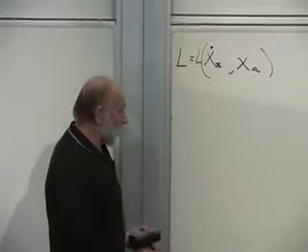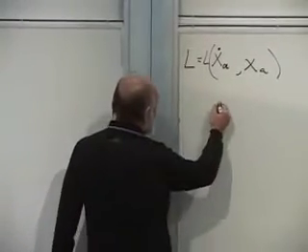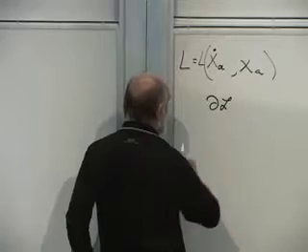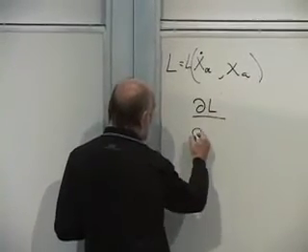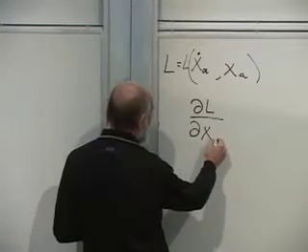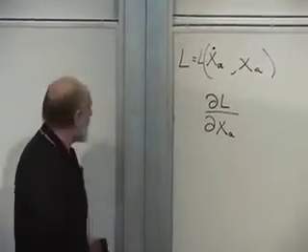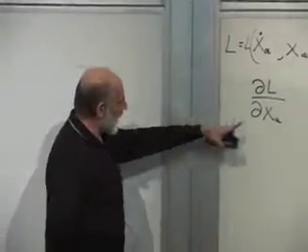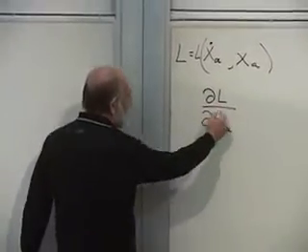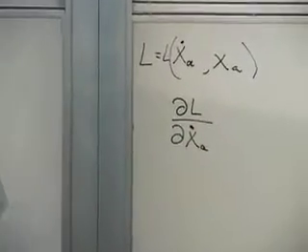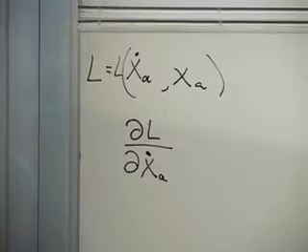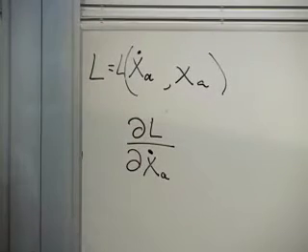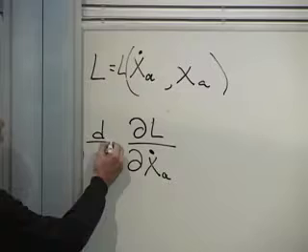Let me just remind you what the Euler-Lagrange equations are. First, differentiate the Lagrangian, L, with respect to the velocity of the a-th coordinate, not a-th as in 1, 2, 3, 4, 5, 6, 7, 8, but a as in little a. You take the Lagrangian and differentiate it with respect to the derivative of the coordinate. In this case, there are only time derivatives. Then you differentiate that with respect to time.